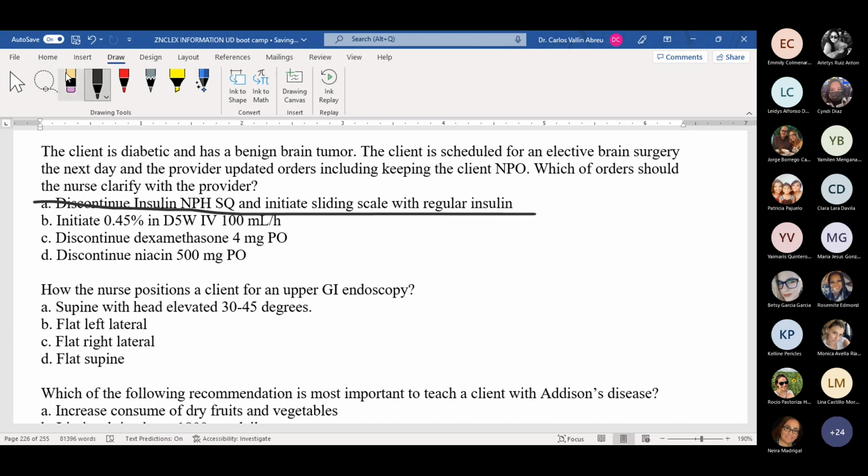I don't know what happened with this mouse today that is not obeying me. Okay, so we rule out this option, and B could be a possibility. What about discontinue dexamethasone 4 milligrams PO? What about this option? It's a PO medication, and they order to discontinue dexamethasone PO because the patient maybe is NPO. Is there any problem? Say yes, it is a problem. You say it is a problem, or you say yes, it is a correct order.